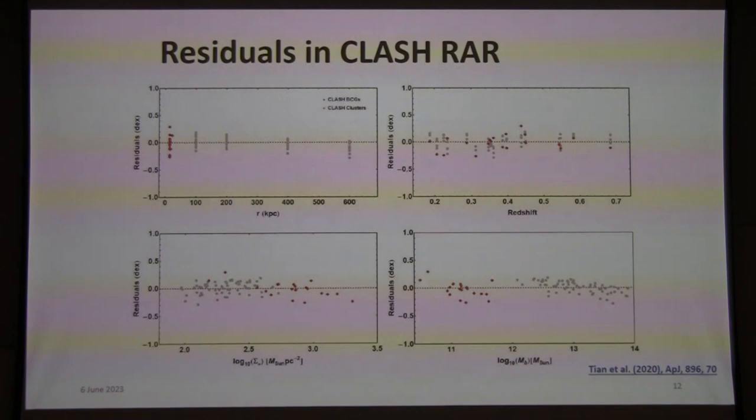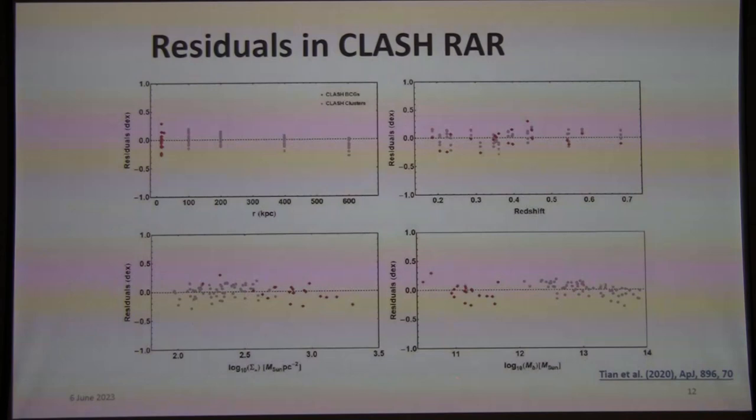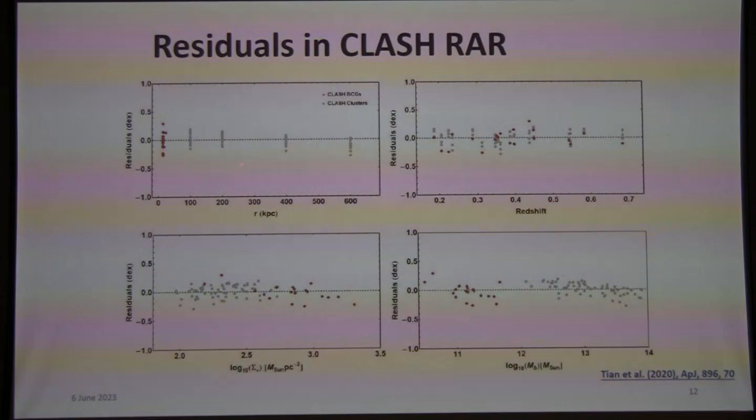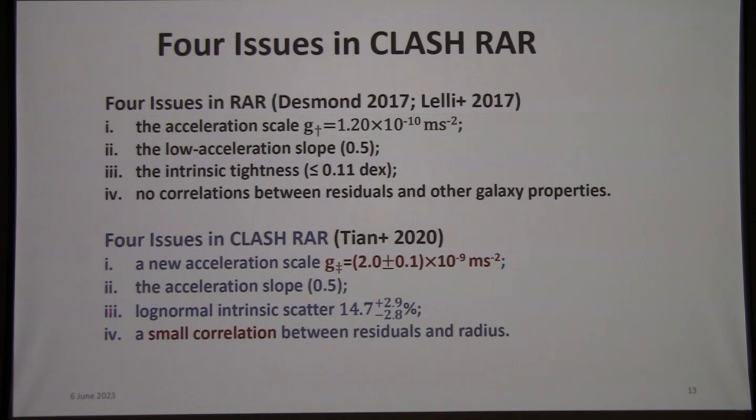Here we also analyze the residual. For the residual against the radius, redshift, surface density, and the baryonic mass, besides the radius, there's a small correlation. But even for the redshift, we didn't find any obvious correlation from the data itself. So here is a four-way comparison, first proposed by Desmond 2017 and Leibniz 12.